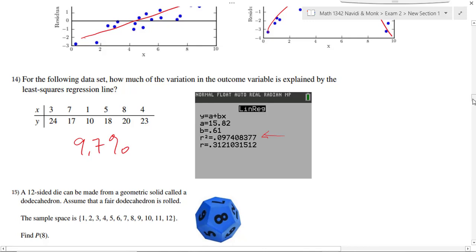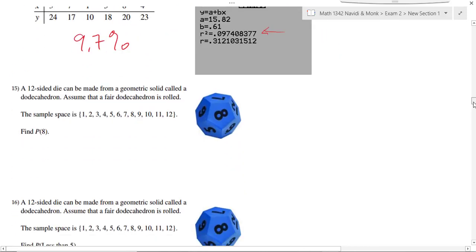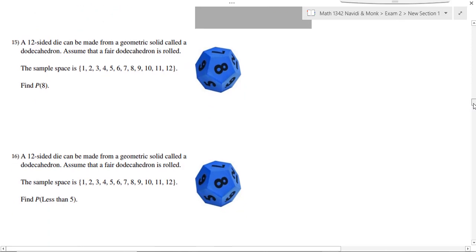Now we're going to move away from correlation and regression and start looking at probabilities. In number 15, we're told that a 12-sided die can be made from a geometric solid called a dodecahedron. Assume that a fair dodecahedron is rolled. The sample space consists of all 12 numbers representing the 12 sides of the dice. We're asked to find P of 8. P of 8 just simply means the probability that the die lands on 8.